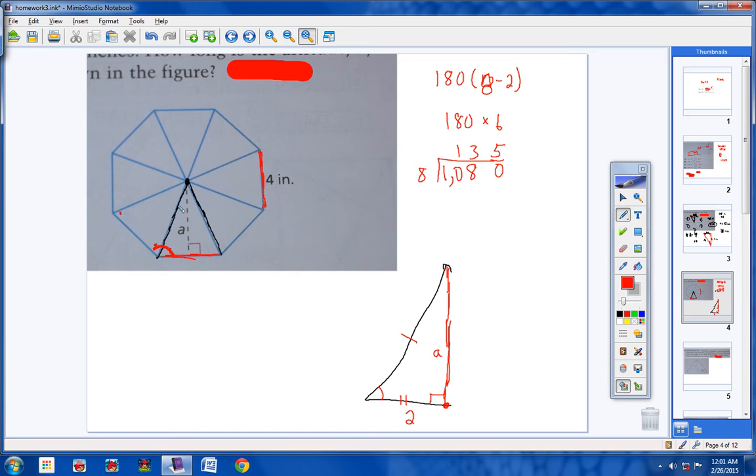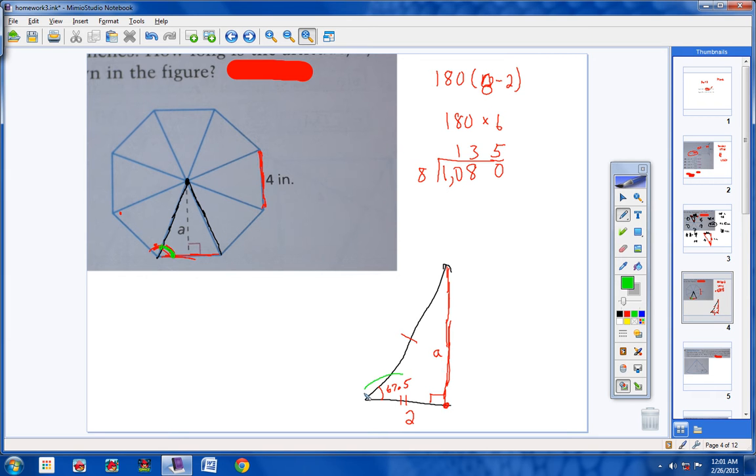But what I'm saying is this whole angle is 135. So divide that in half and you get 67.5. So this angle right here has to be 67.5. Has to be this angle right here. I'm going to change colors. This angle right here from here to here has to be 67.5. So now I'm ready to solve for A.